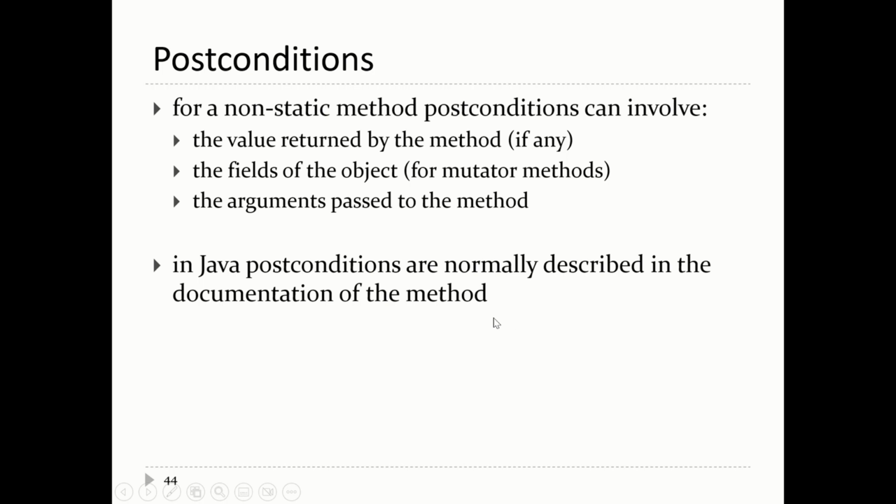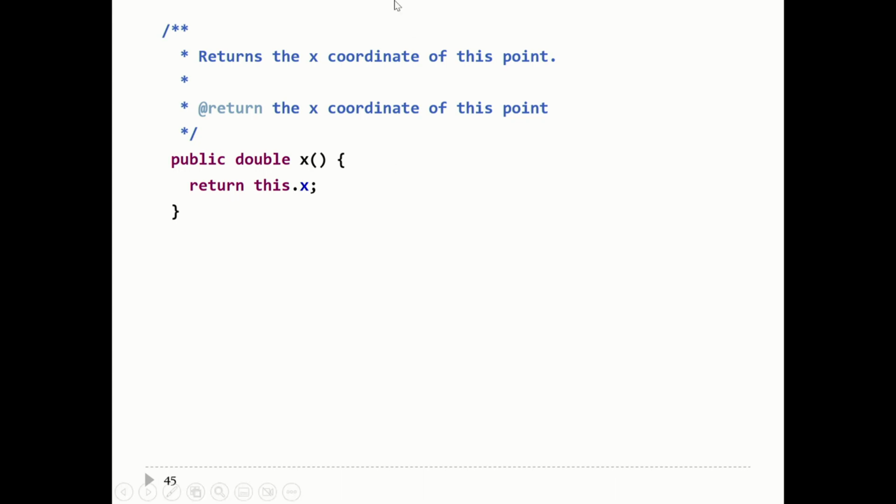Whatever postconditions you have, they're normally described in the documentation of the method, but they don't appear as actual conditions. In other words, you won't see anything that says something is always true or false. For example, here we've got a method x that returns the x coordinate of the point. This method does have a postcondition. It promises to return the x coordinate of the point. But that's not expressed as an actual condition, in other words, as something that's either true or false. So normally postconditions are written in plain English rather than written out explicitly mathematically.